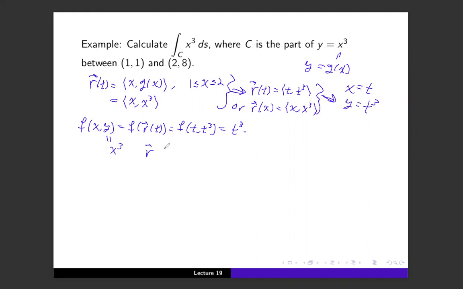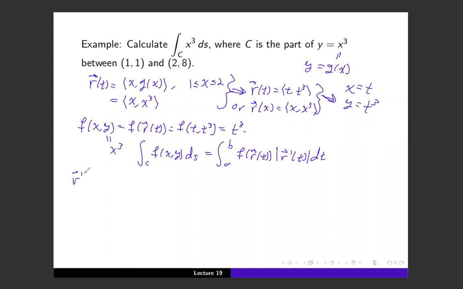What about r prime? Well, we're going to need to know r prime of t. Why are we going to need to know r prime of t, by the way? The reason is, again, writing the formula down, the integral over c of f of xy ds is the integral from a to b of f of r of t times the magnitude of r prime of t dt.